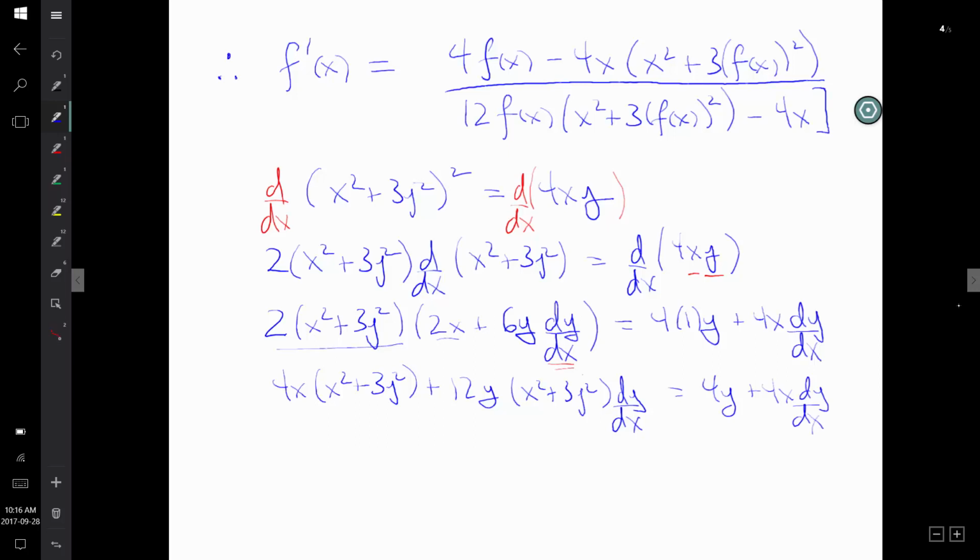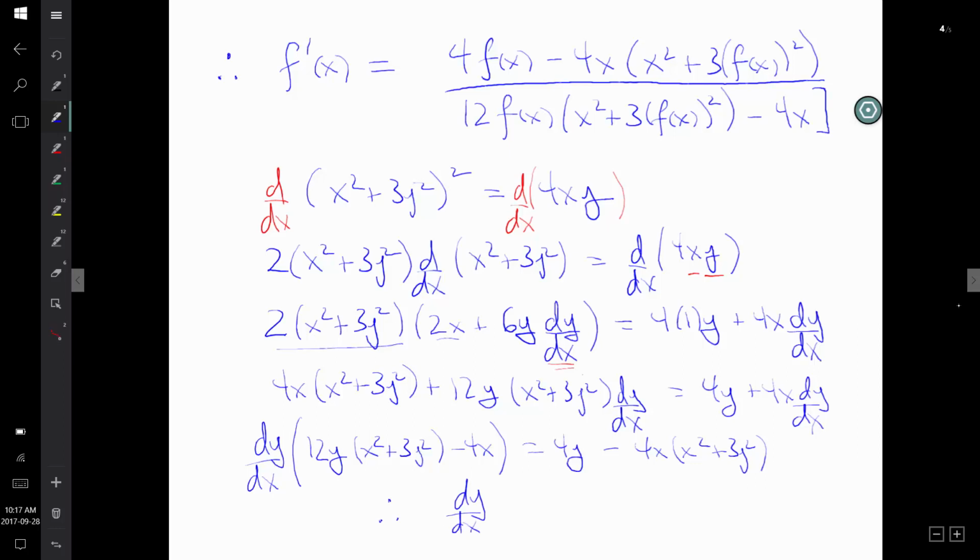And now I can collect up my dy dx terms, and if you want, you can just call this y prime, save yourself a little bit of writing. 12y times x squared plus 3y squared minus 4x equals 4y, subtract 4x times x squared plus 3y squared, and therefore my derivative dy dx is 4y minus 4x times x squared plus 3y squared divided by whatever is multiplying dy dx, 12y times x squared plus 3y squared minus 4x.